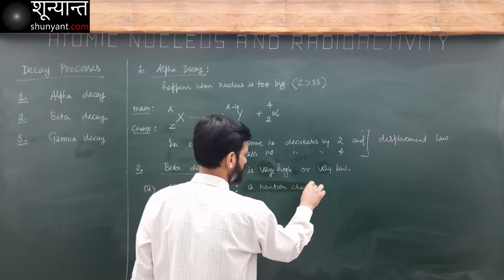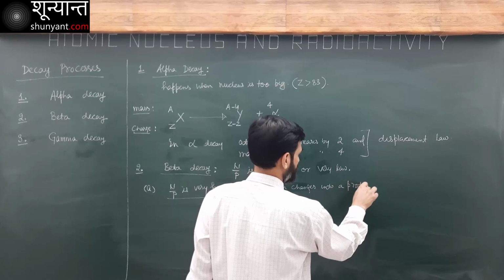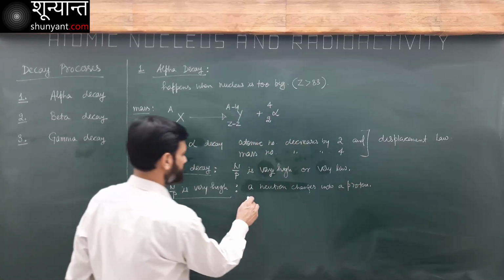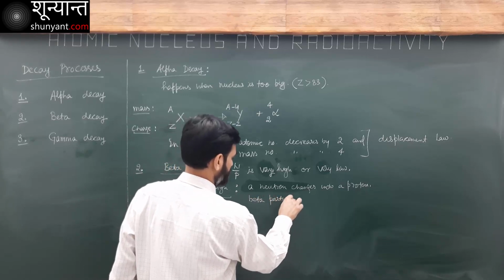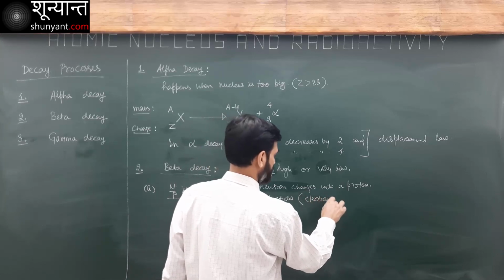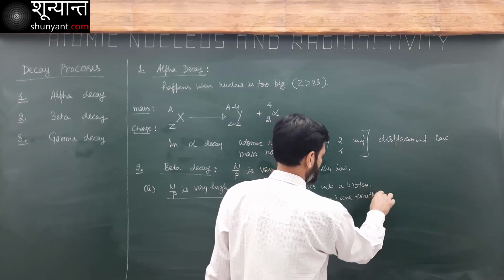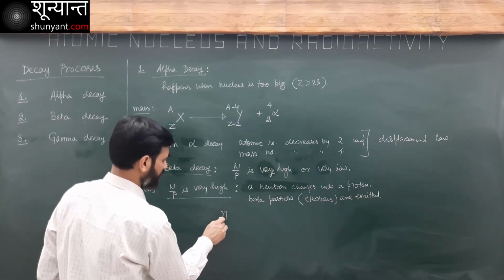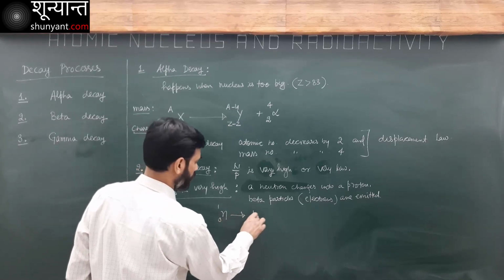changes into a proton. Okay, beta particles, electrons, are emitted. They are emitted. So it's like this. I have a neutron here. It is going to change into a proton.